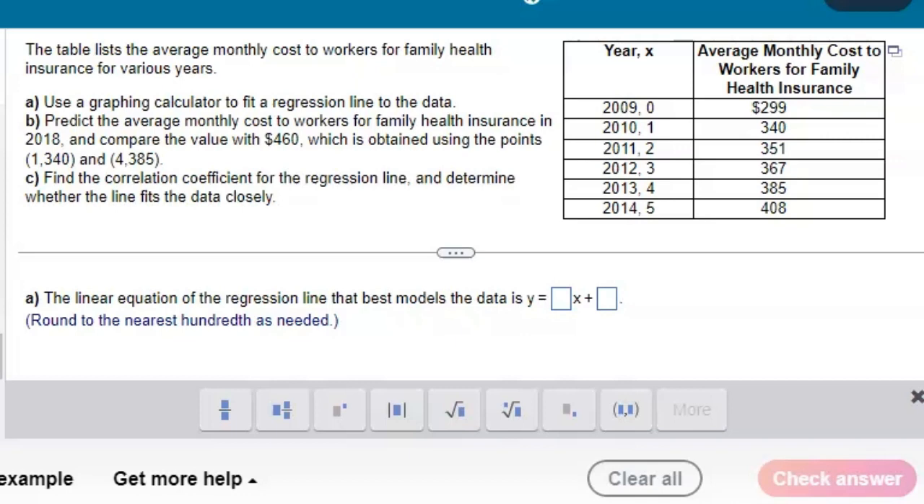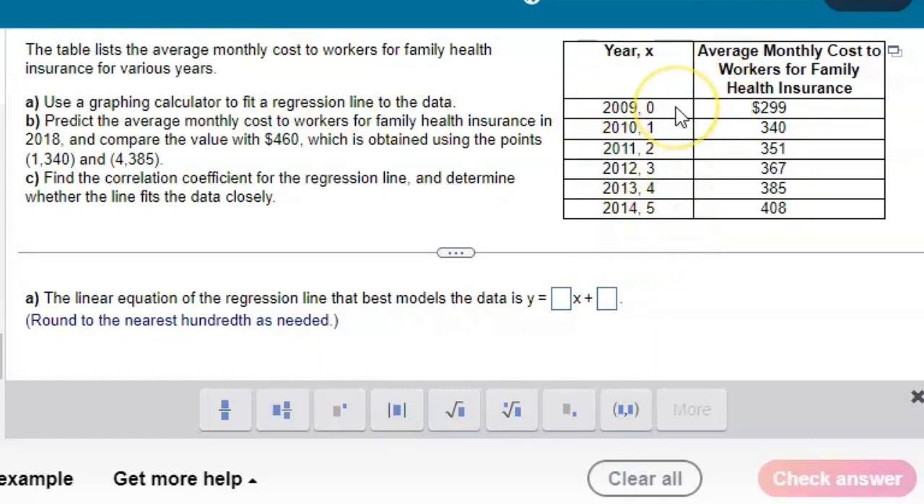In this video, we're going to talk about linear regression with Desmos. Now, we'll begin with an example from MyMathLab. The problem says the table lists the average monthly cost to workers for family health insurance for various years. And you can see a table over here where it lists the years from 2009 up to 2014.